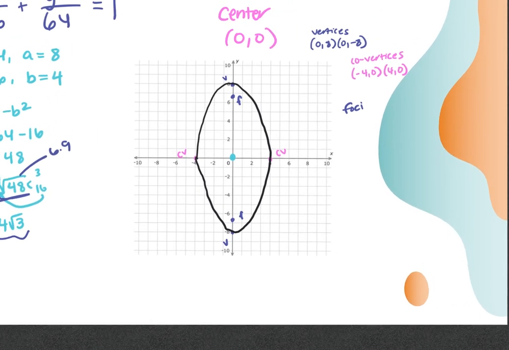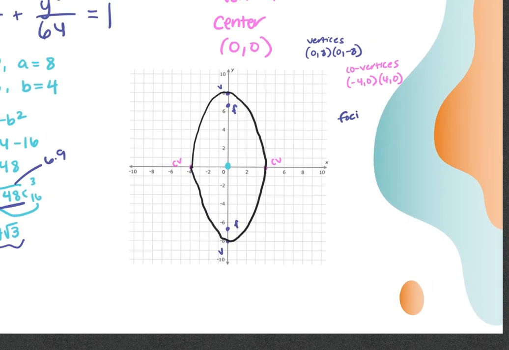Which means we went up and down 4 root 3. So 0, positive 4 root 3, and 0, negative 4 root 3. When you give the vertices or whatever the coordinate points, you will keep it exact. When you graph it, you're going to approximate. Questions so far?